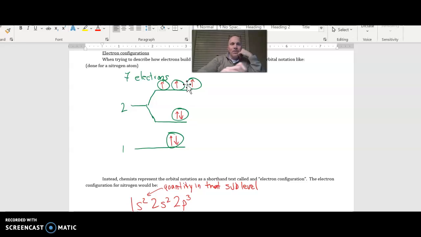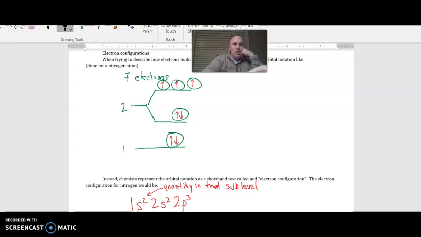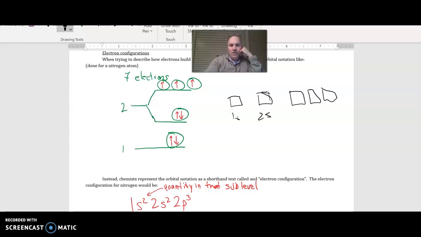I want to point out that these are sometimes drawn in a slightly different way, where they're drawn horizontally, where this would be the 1s, this would be the 2s, and these would be your 2p orbitals here. So you just go up, down, and then you do up, up, up.